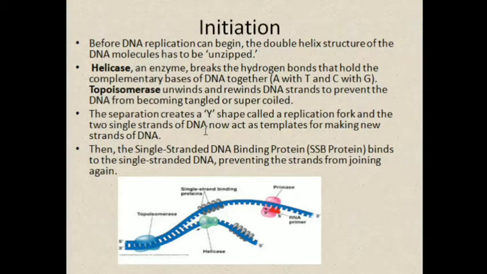Then there are single-stranded DNA binding proteins, which bind with the single-stranded DNA and prevent the DNA from winding up again. So helicase, topoisomerase and the single-strand DNA binding proteins attach to the DNA and unzip it. As the portion of the DNA unzips, it forms a Y-shaped structure which is called the replication fork, and from this the DNA replication starts.